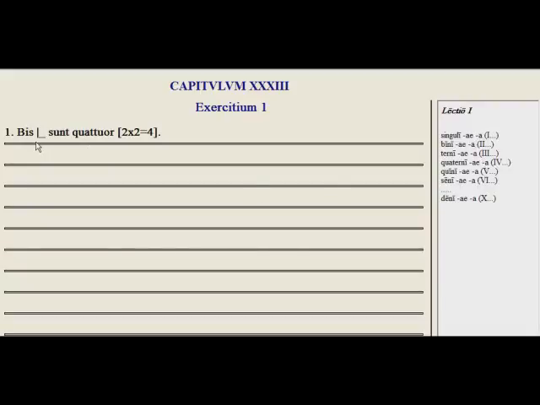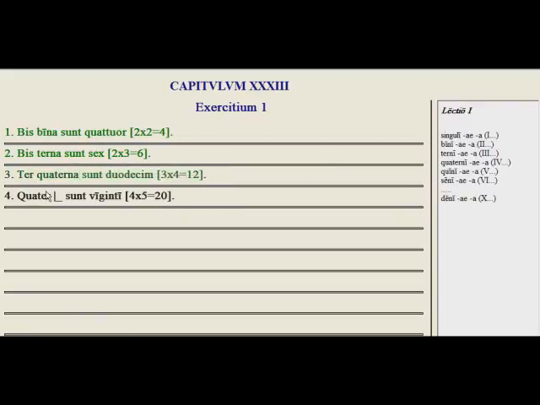So bis, 2 times, or 2 times 2, it's going to be bina, sunt quatuor. And then bis times 3, 2 times 3, or twice 3 times, is going to be terna. And then ter, we're looking for the neuter of quaterni. Quaterna, 3 times 4 is 12.